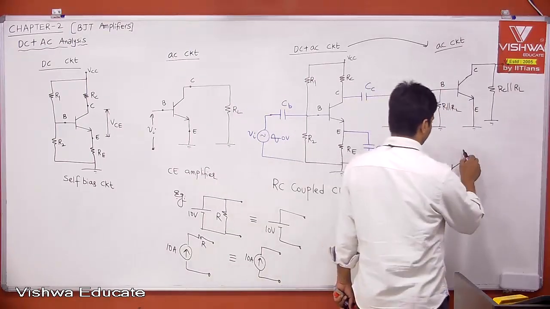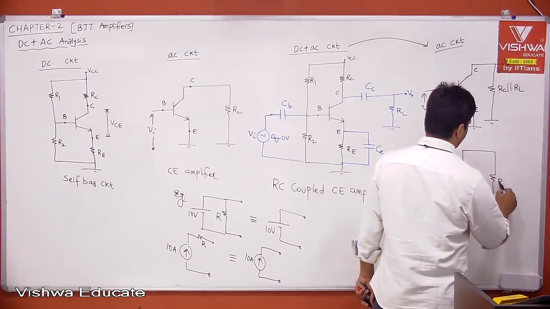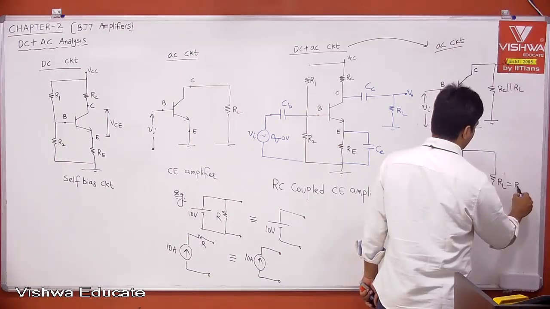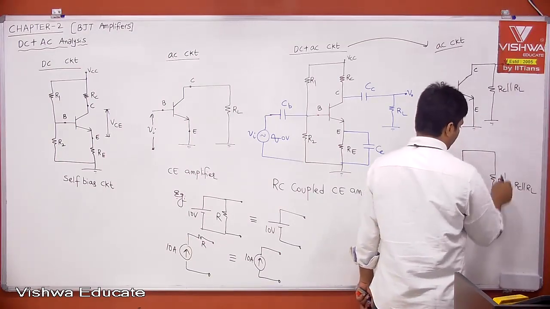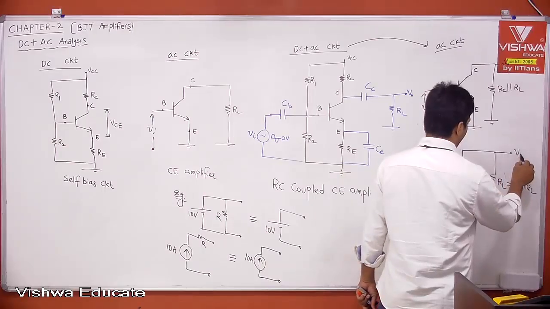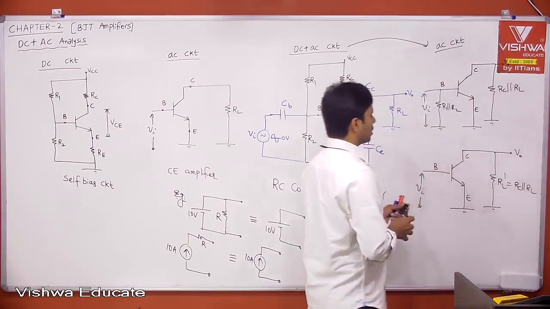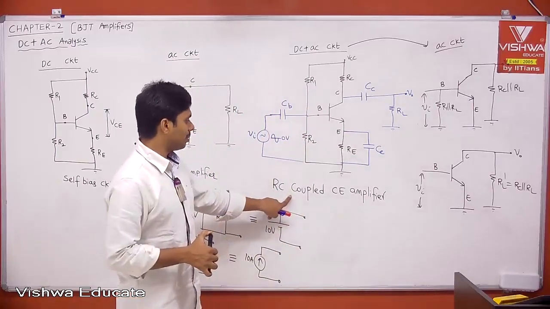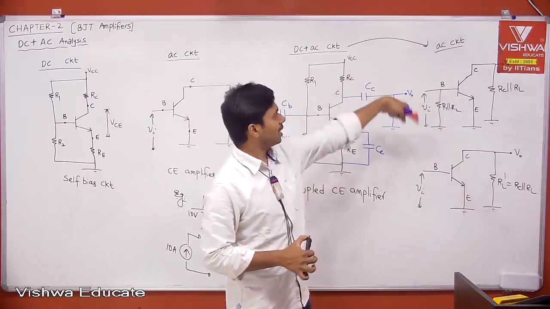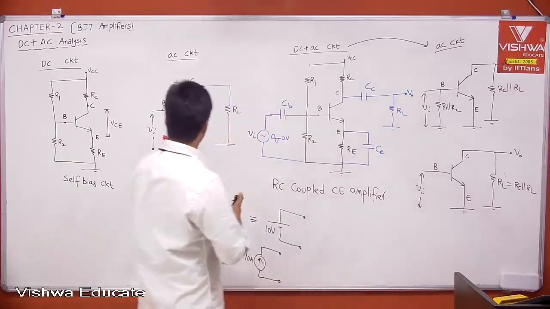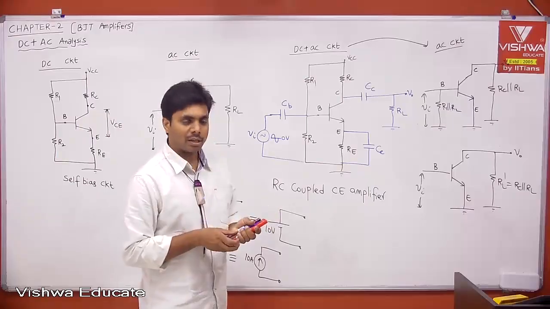Then this is your load. I can say this is RL dash, where RL dash is nothing but RC in parallel to RL. This is called the effective load. And this is your V0, collector, emitter, base. Your RC coupled CE amplifier became simply a common emitter amplifier for AC analysis. Therefore, that is matching to this, but here the load is nothing but the effective load, which is RC in parallel to RL.